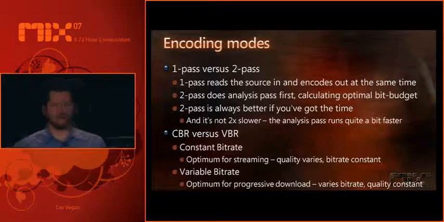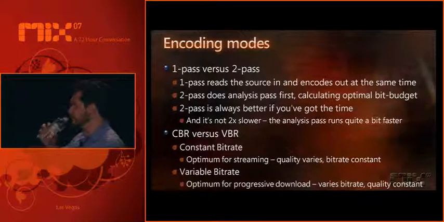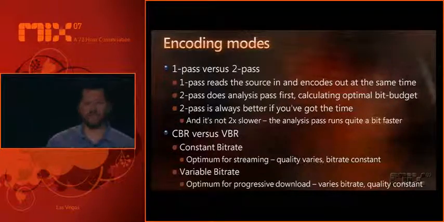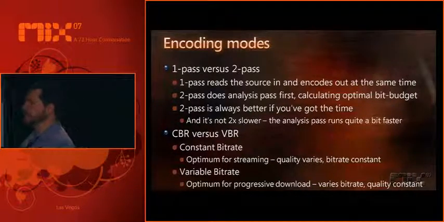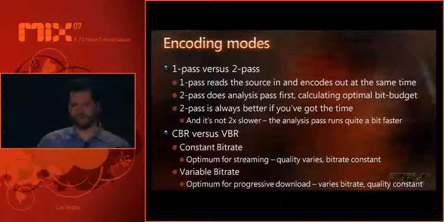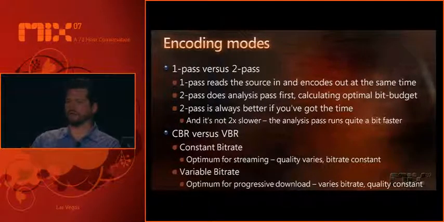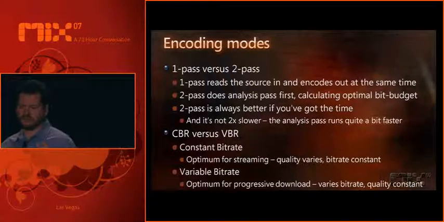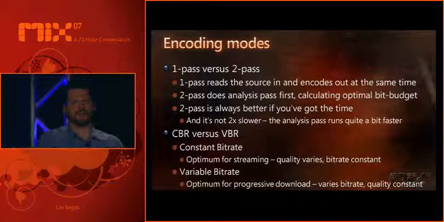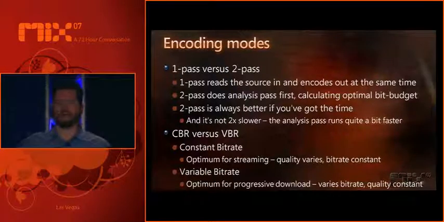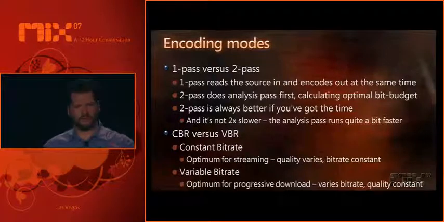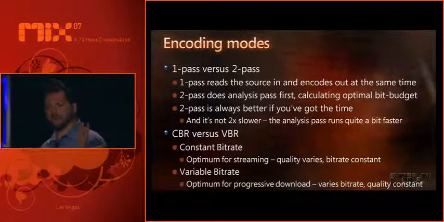So encoding modes. Our codecs can have 1-pass and 2-pass modes. In 1-pass mode, it reads the source in and encodes it at the same time, in real time. It looks at a frame, assigns the data rate, and puts it out again. That works out okay. 2-pass encoding, though, does an analysis pass first, where it looks at the entire video end to end and figures out how hard every frame is relative to other frames. Then it goes back and does a final encode, optimally doing the bit budget for that.